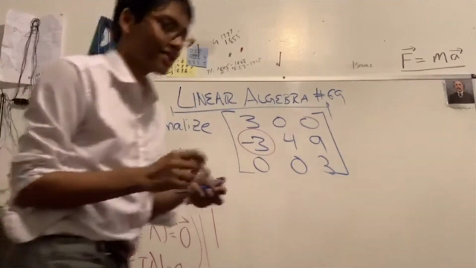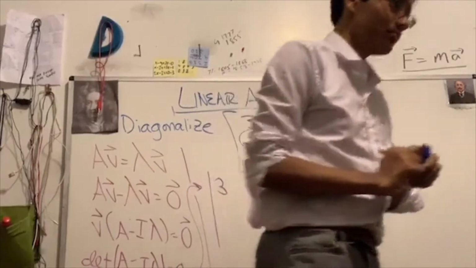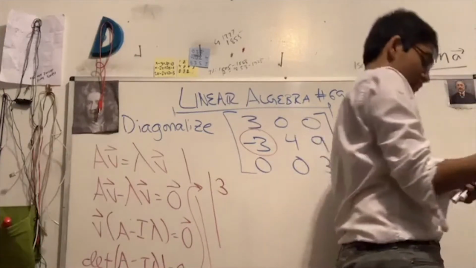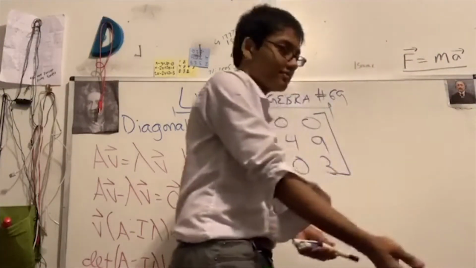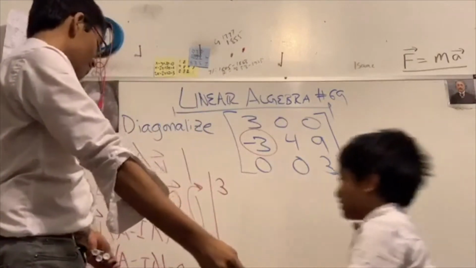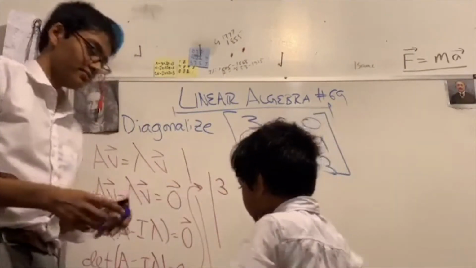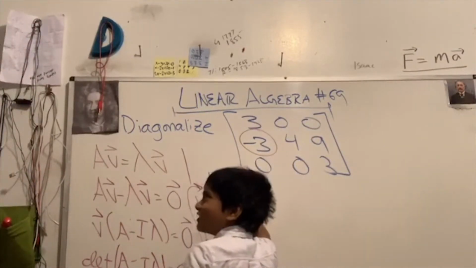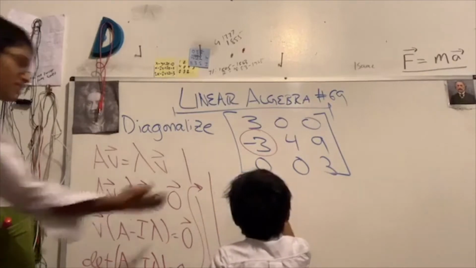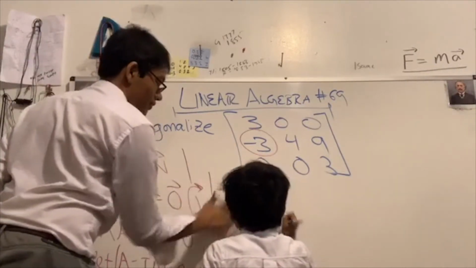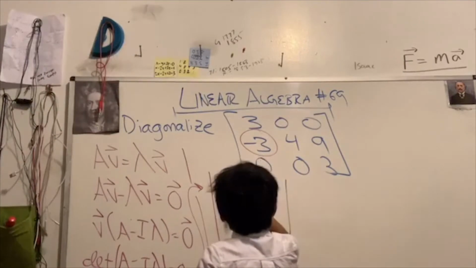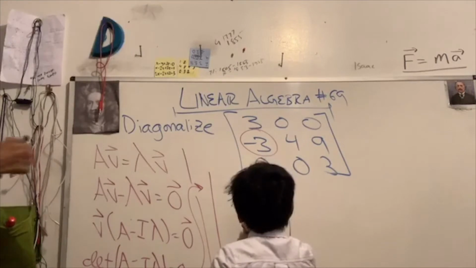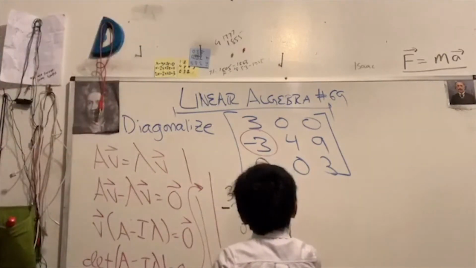In fact, why don't I ask our student to come up here right now? Please come up here and go ahead and write the matrix A. Matrix A is 3, 0, 0. Okay. 3, 4, 9. That's already wrong. It's minus 3, 4, 9. Let's stay focused. 0, 0, 3.